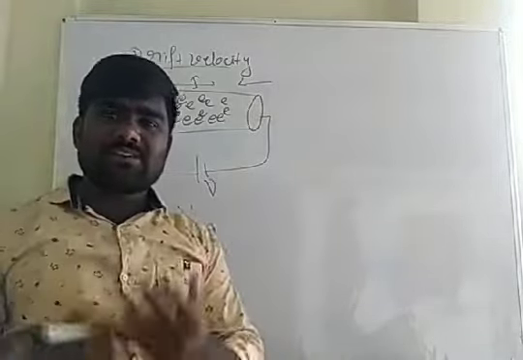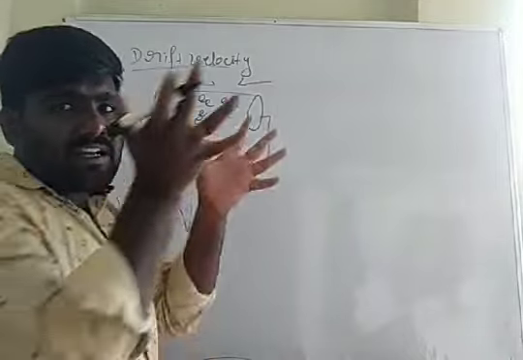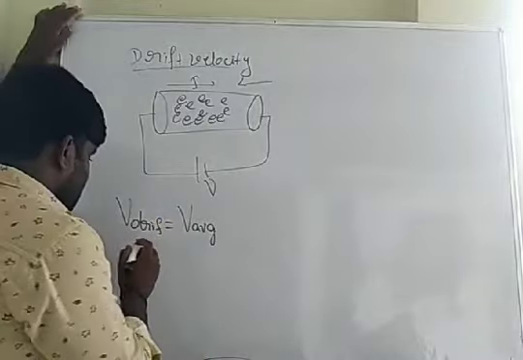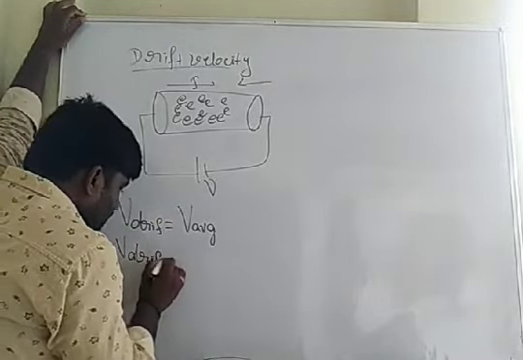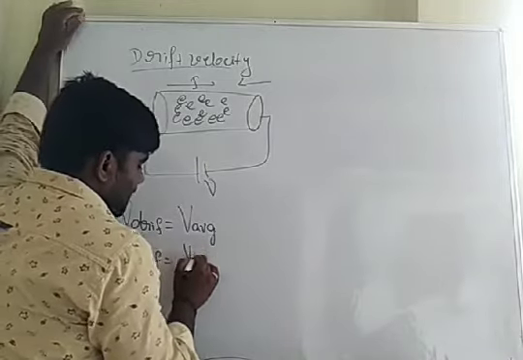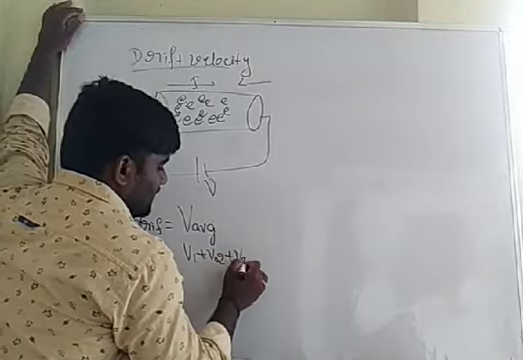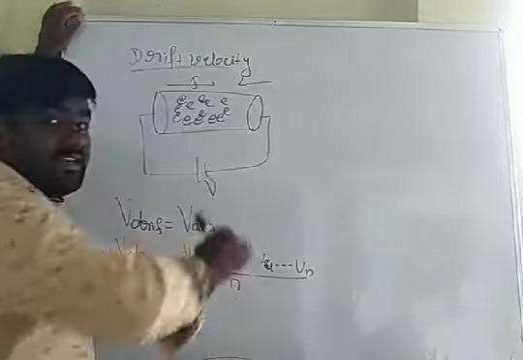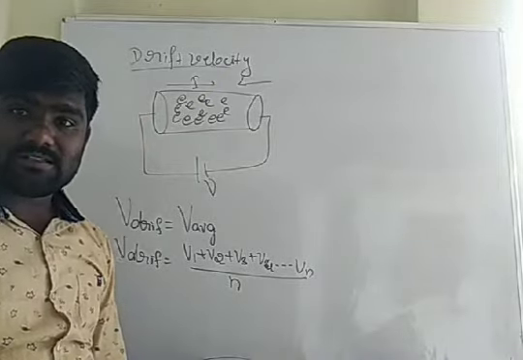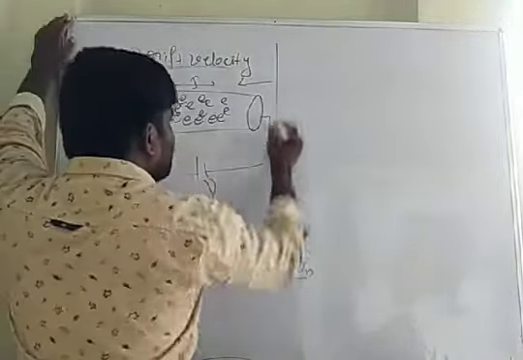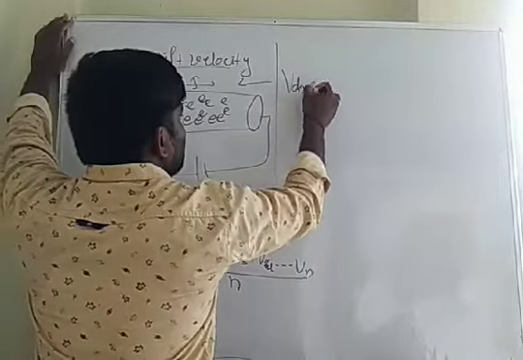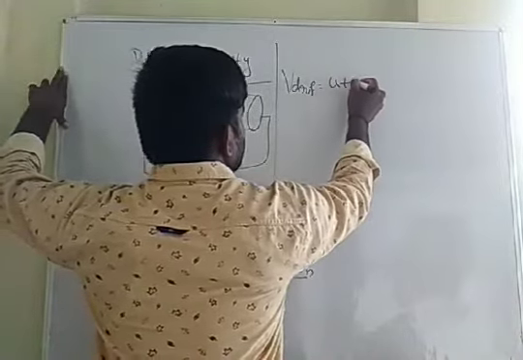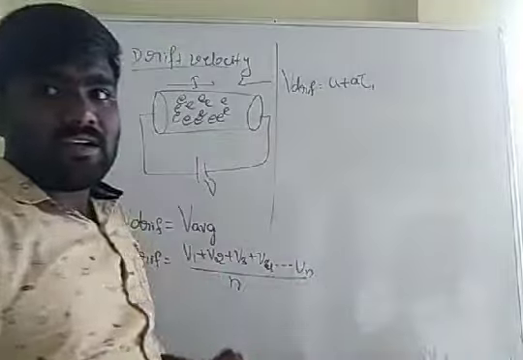So what does V average mean? If there are n number of electrons, the drift velocity, V average, can be written as V1 plus V2 plus V3 plus V4 up to Vn, divided by n. Then V1 can be written as initial velocity u1 plus a times tau 1, where tau is called relaxation time.